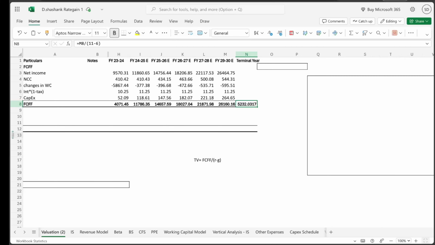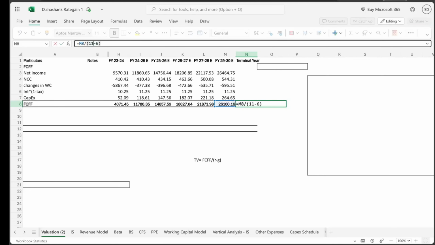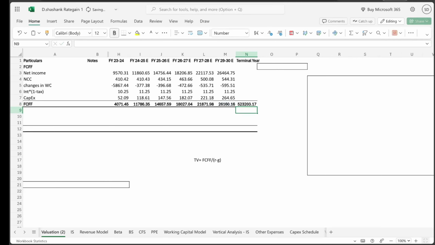Yeah, the mistake was we have to take it in percentage form. So 11% minus 6%. Yeah, this is the correct value.